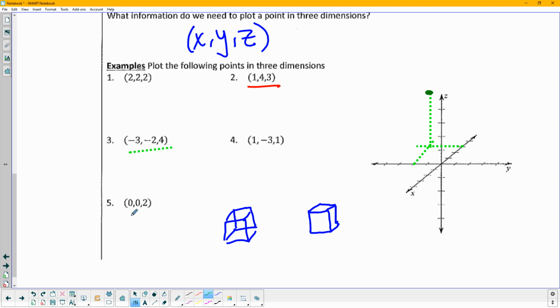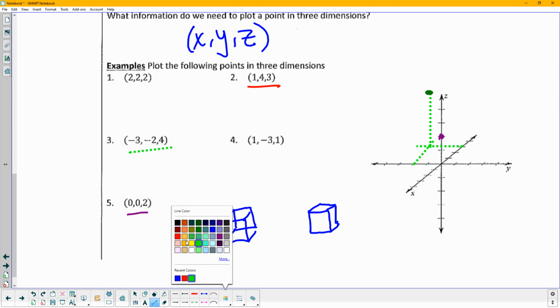Let's do one more. The 0, 0, 2, that one shouldn't be too bad. If I were to look at 0, 0, 2, it's 0 on the x, 0 on the y, and literally just up to 2. There are no dashed lines that you'd have to draw. And last but not least, let's go ahead and we'll do it in red. Let me get my line tool in red just to help us out.